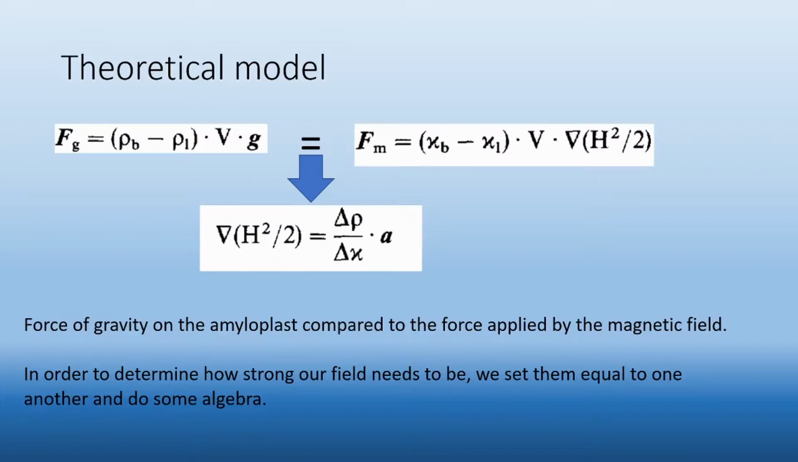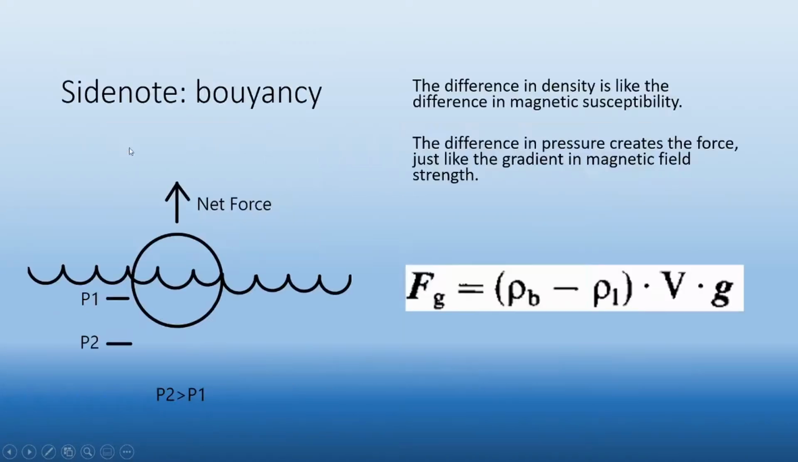Their theoretical model is based on two main things. The first thing I want to point out is this one. So this is the force of gravity acting on amyloplasts. Generally, any buoyant body in a liquid will have a buoyancy, which depends on the difference in its density and the density of the liquid. So if this value, the density of the object, is lower than the density of the liquid, for example, if it were oil, the body would float on the surface of the liquid.